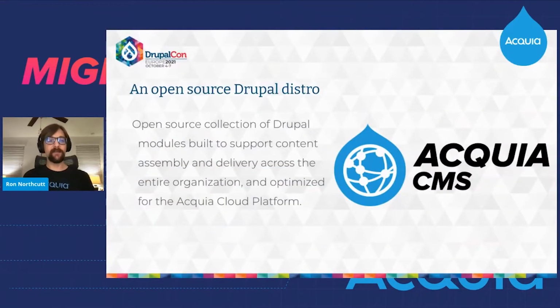Well, Acquia CMS is an open source Drupal distribution, just like anything else. And it's really designed to make it easy for you to assemble content and deliver it across the whole organization. And it's optimized for our platform. So there's a lot of different ways you can do this. We're going to talk about what those are.